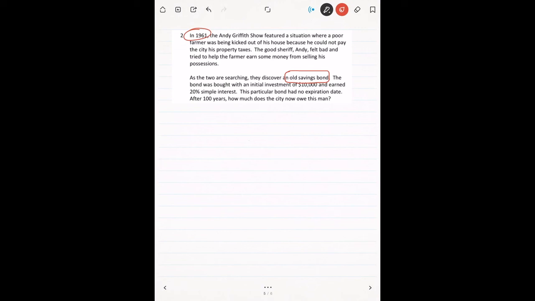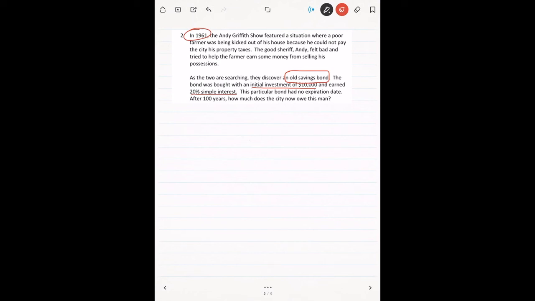So this old man has a savings bond. This bond was purchased for an initial investment of $10,000. And we're going to say that it earned 20% simple interest.